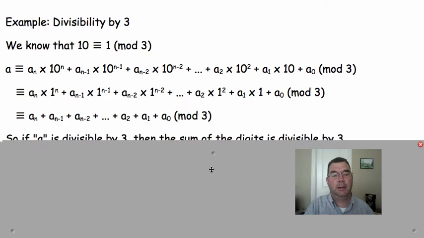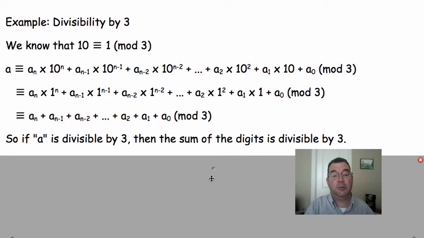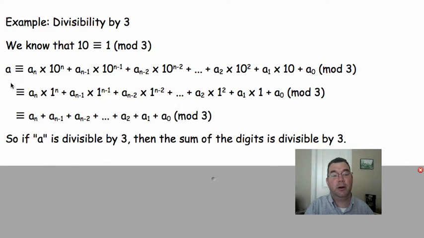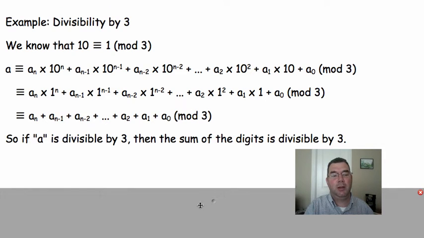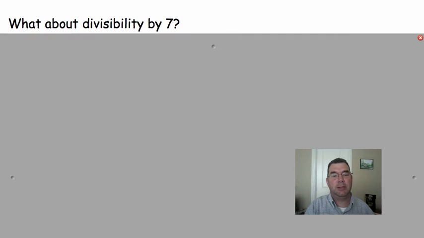Okay? And so if a is divisible by 3, if this is congruent to 0 mod 3, then the sum of the digits is congruent to 0 mod 3, meaning that it's divisible by 3. Okay, so that's just a notation that allows us to apply the divisibility rules. Now let's talk about 7.